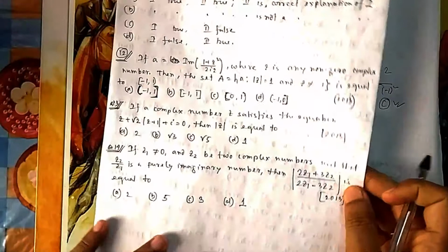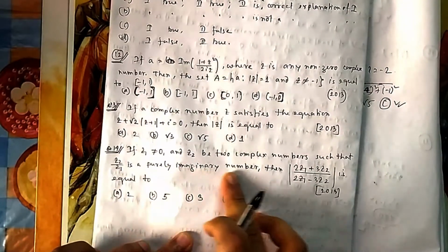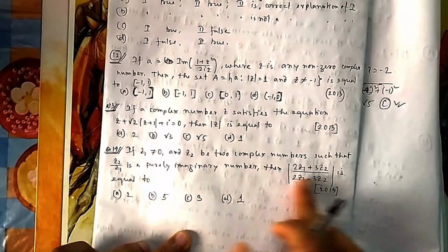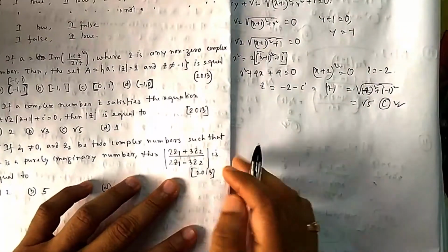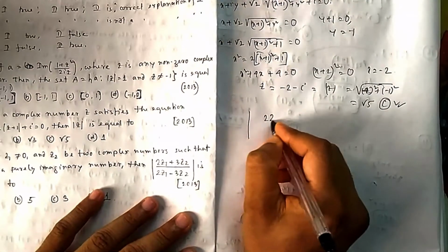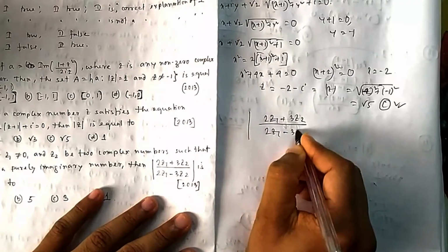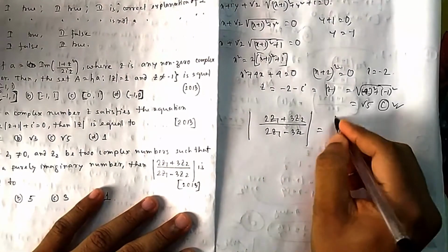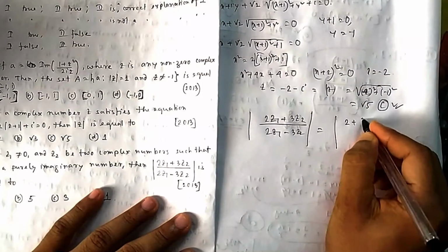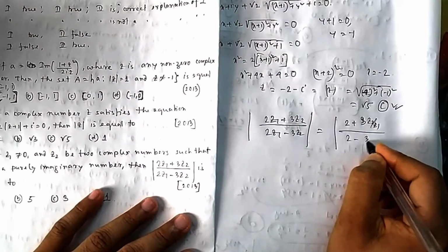Now if you come to 14, if z1 is not equal to z2 be a complex number such that z2 by z1 is purely imaginary, then this is. So you try to make it z2 by z1 by dividing both sides by z1, because z1 is not equal to 0, you can divide the denominator. So 2z1 plus 3z2 divided by 2z1 minus 3z2 is equal to this. So you divide the denominator by z1, so it will be 2 plus 3z2 by z1, 2 minus 3z2 by z1.